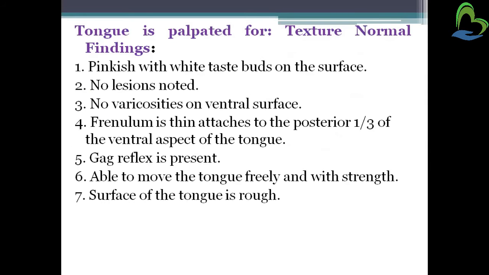The tongue is palpated for texture, and normal findings are pinkish with white taste buds on the surface, no lesions noted, and no varicosities on the ventral surface. Then the frenulum is thin and attached to the posterior one-third of the ventral aspect of the tongue. Then the gag reflex is present. We are assessing the vagus nerve for the gag reflex. Then able to move the tongue freely and with strength. The surface of the tongue is rough.